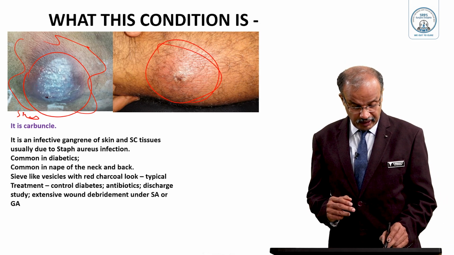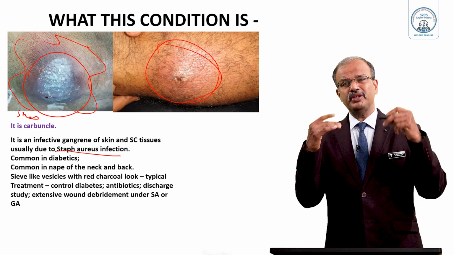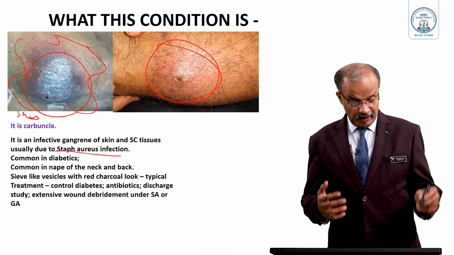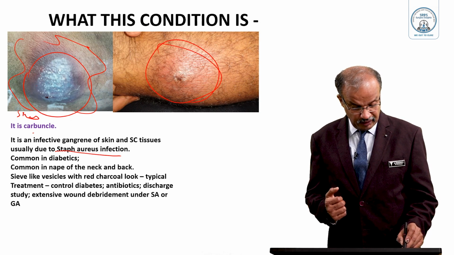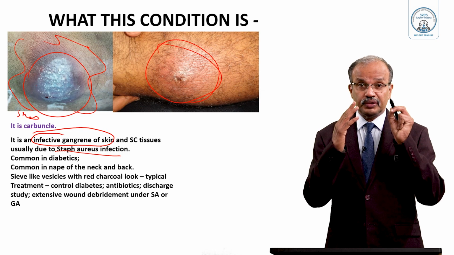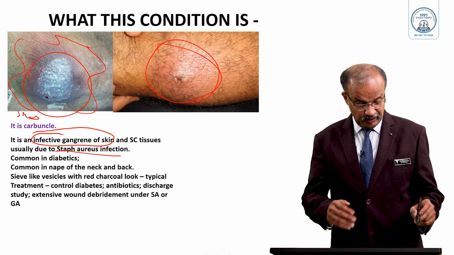It's an infective gangrene of skin and subcutaneous tissues, usually due to Staph aureus infection, but eventually secondary infection by other bacteria, anaerobic, gram-negative bacteria can occur. So the definition should include infective gangrene. That word, infective, we should remember. It is an infective gangrene. When you define it, this word is very crucial.